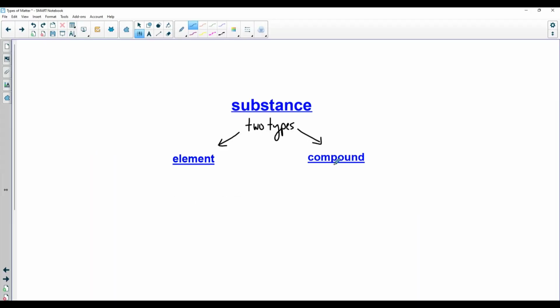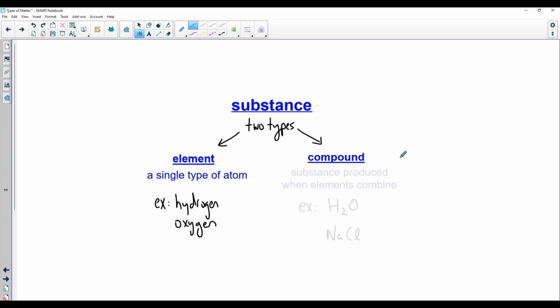Now, there are two types of substances, and those are just elements and compounds. Elements are defined as a single type of atom, and some examples are hydrogen, oxygen, and approximately 116 others that are on the periodic table. The other type of substance is a compound, and those are defined as substances produced when elements combine. Some common examples would be H2O and sodium chloride, NaCl.